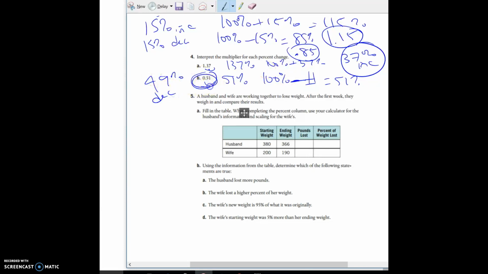So I can't just look at the number and tell like I can with increase. I can look and be like, oh, it went up by 37%. Here I have to think of what did I lose? And that's my decrease, 49%.